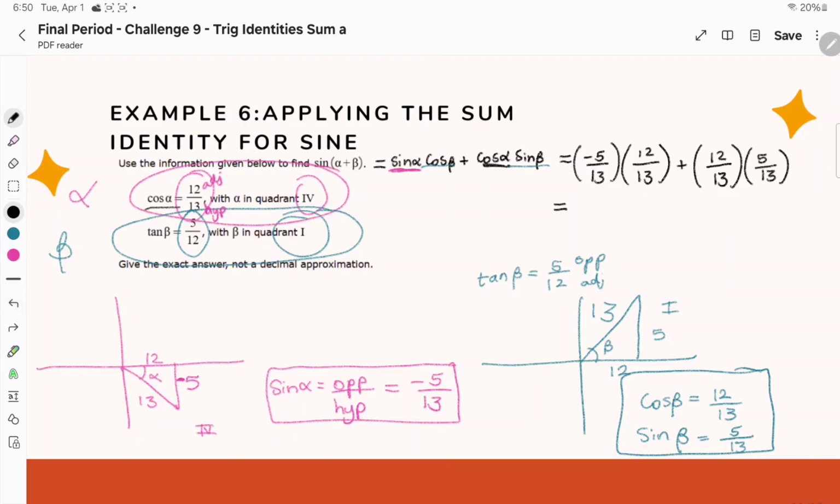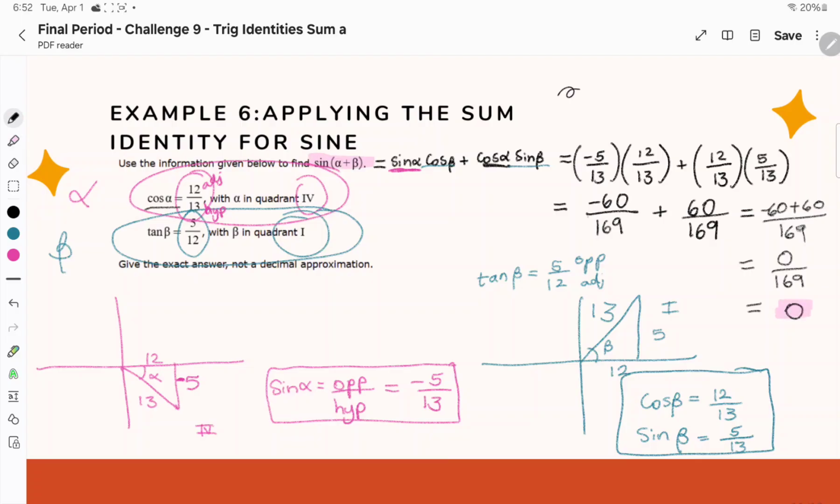I'm gonna do it. So I already did it on my calculator, and I get that minus 5 times 12 is minus 60. 13 times 13 is 169. And what else? 12 times 5, 60. 13 times 13, 169. And we have the same denominator, so this is going to be minus 60 plus 60 divided by 169, which is 0 divided by 169. But 0 divided by anything is 0. Okay. So at the end, my result is going to be sine of alpha plus beta equals 0.